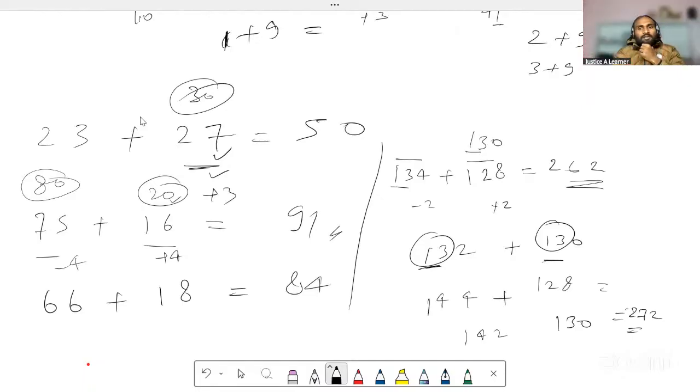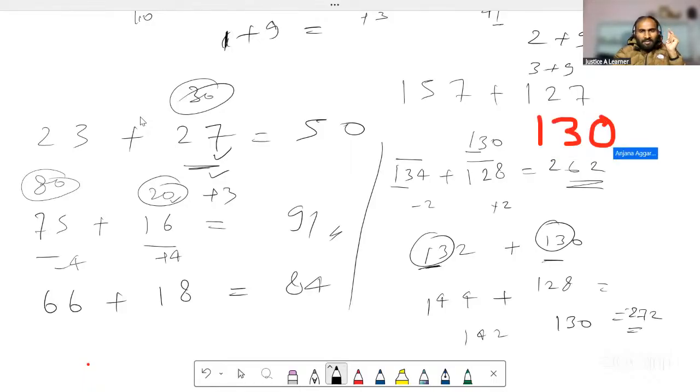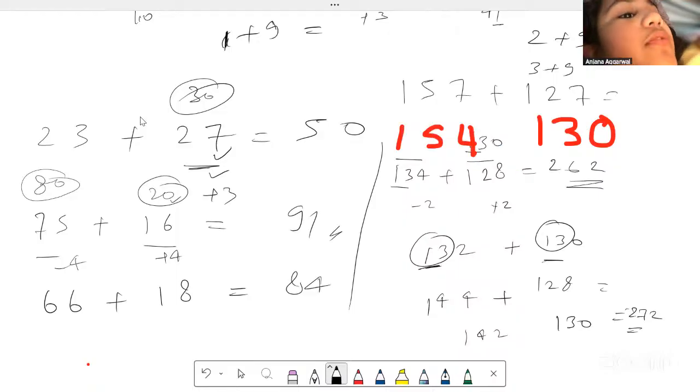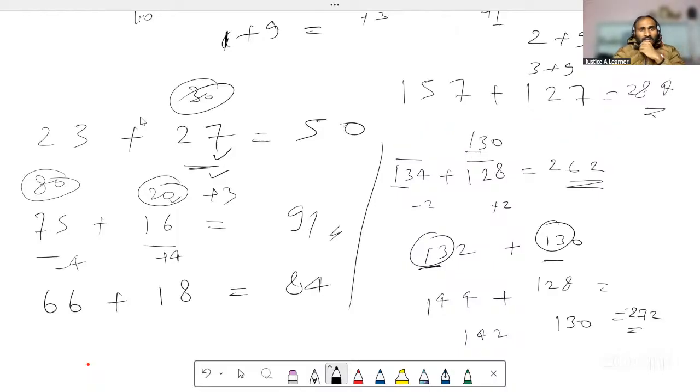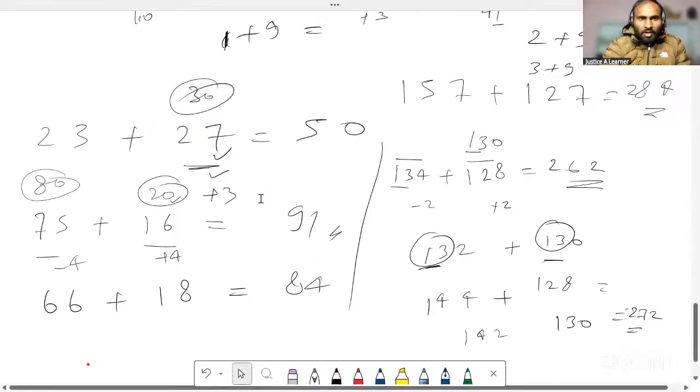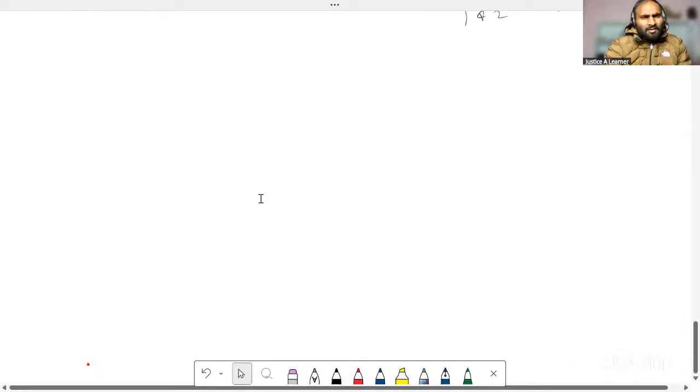What about this? 157 and then 127. 130 and then it would be 284. Yes, the answer is 284, good job. So isn't it becoming easier for you? Yeah. Don't scroll down now. I can't really read it now. Don't be afraid seeing the question. Just try to understand the pattern.